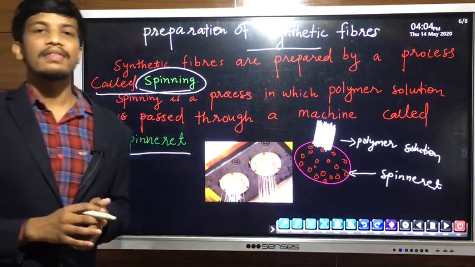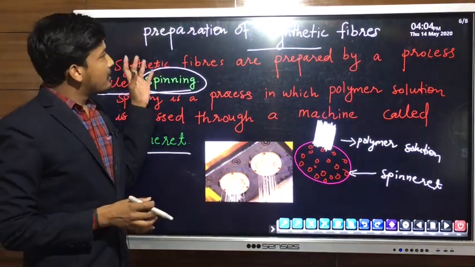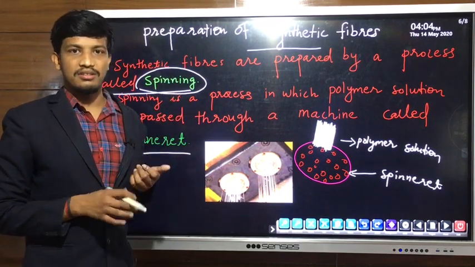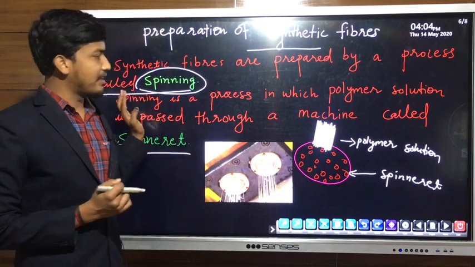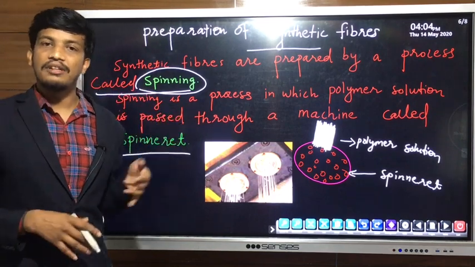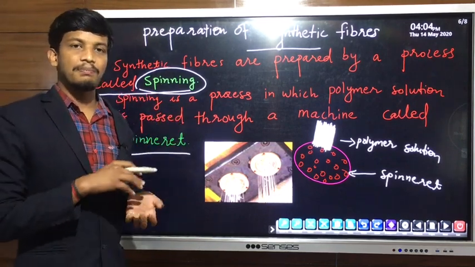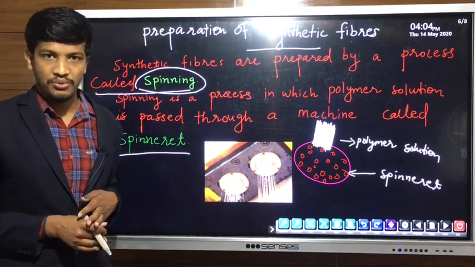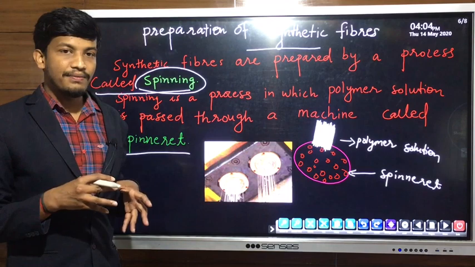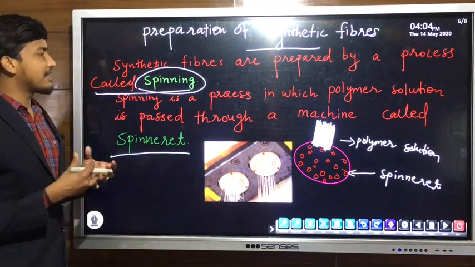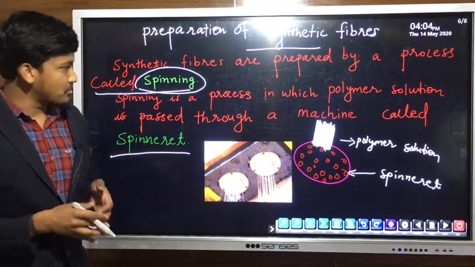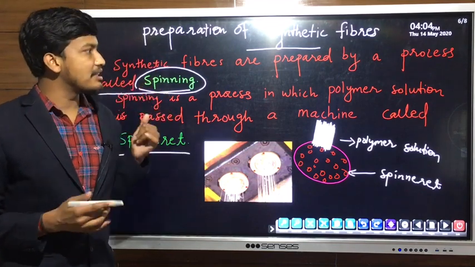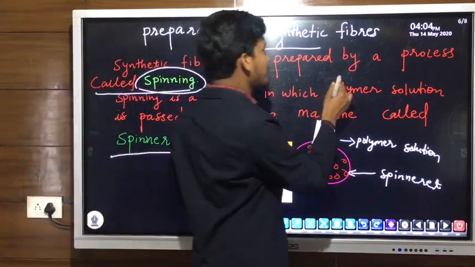That is, the first step in the preparation of synthetic fiber will be polymerization, right? Because synthetic fibers means artificial, which are from chemicals. So we prepare synthetic fibers using chemicals, not from natural sources. When we have the chemicals used for the synthesis of synthetic fiber, first we will get a polymer solution.